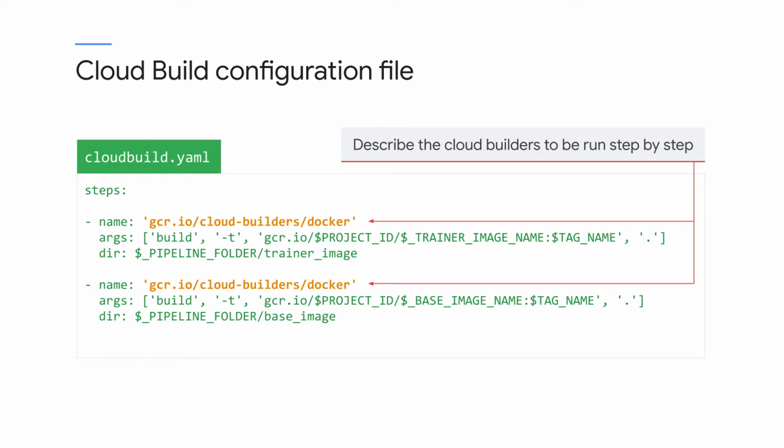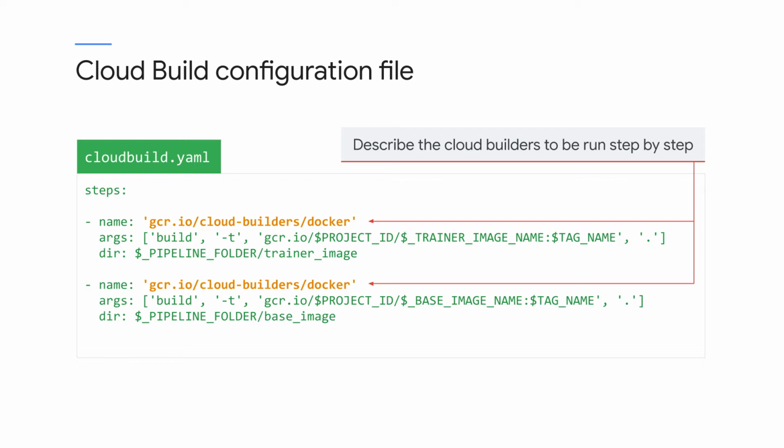Cloudbuild.yaml describes the cloud builder to be run and what arguments should be passed to the entry point command defined in the corresponding Docker file. We do this with two things. First, with name, and second, with args. The name is the URI of the corresponding cloud builder container, and the args contains the arguments to be passed to the entry point.